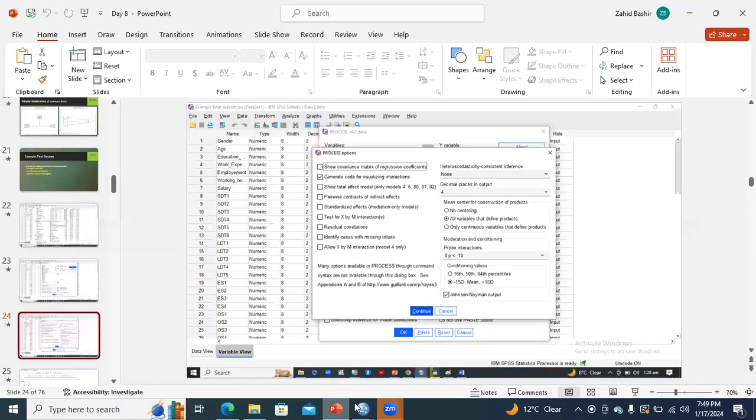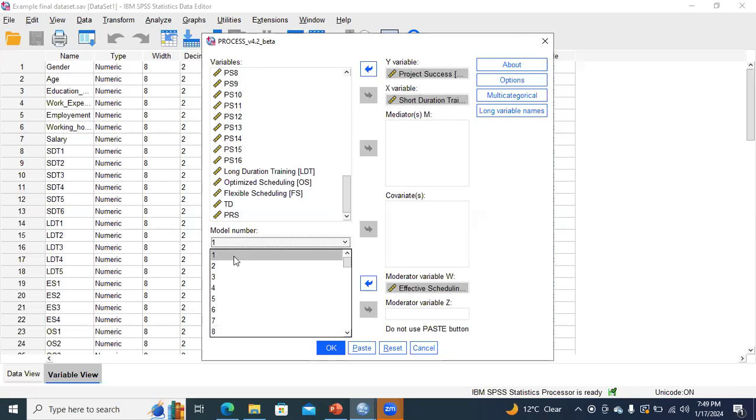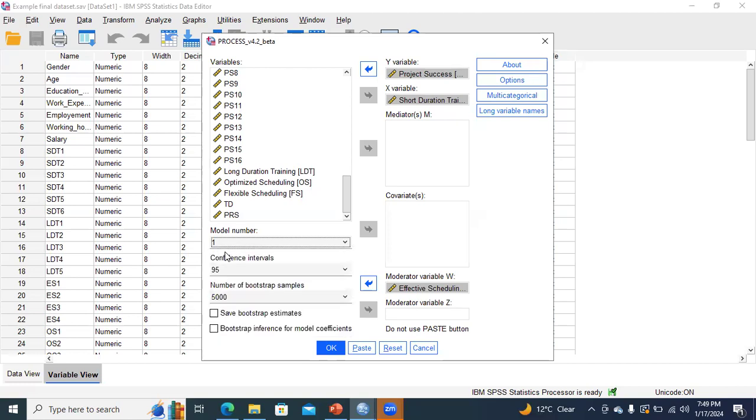So here you can see there is an option of model 1. You need to verify, because if you have selected an incorrect model, your results will be shown with some error, or you will see a message of error in the estimation. So you need to select the correct model because we are doing a simple moderation analysis. So we will be using model number 1. After confirming all these, you need to click the OK button.